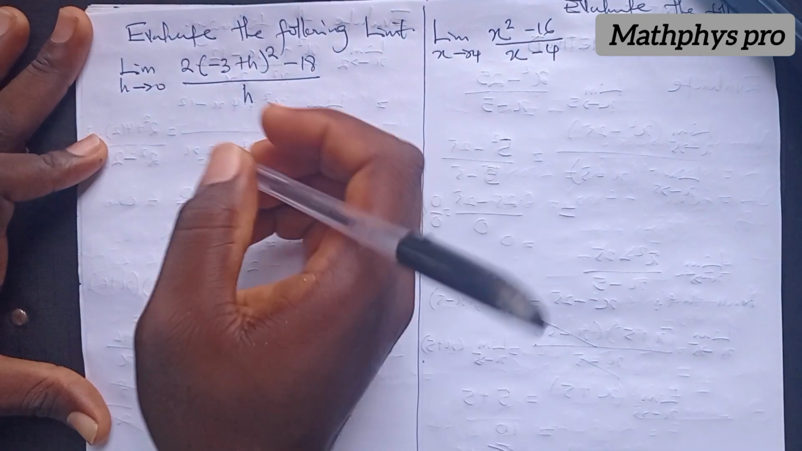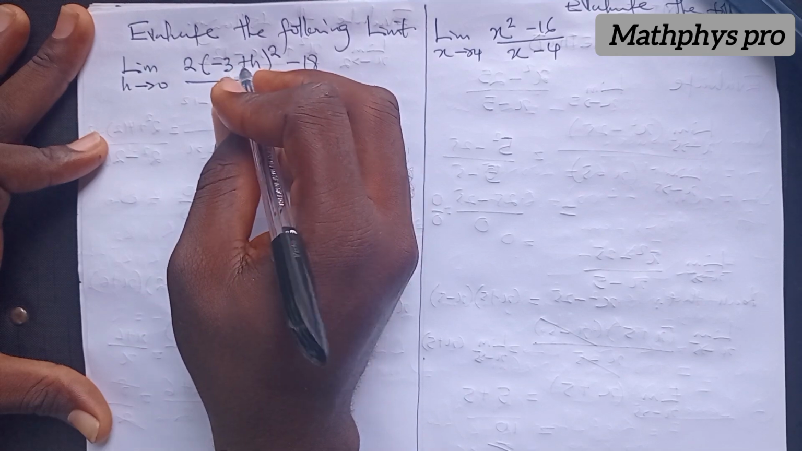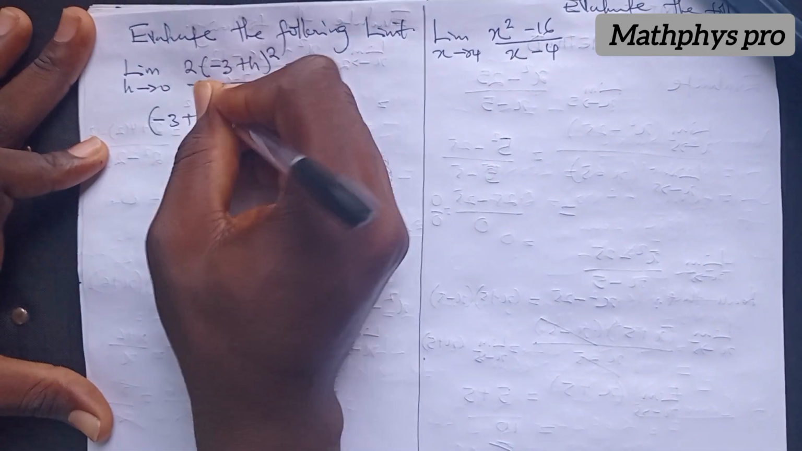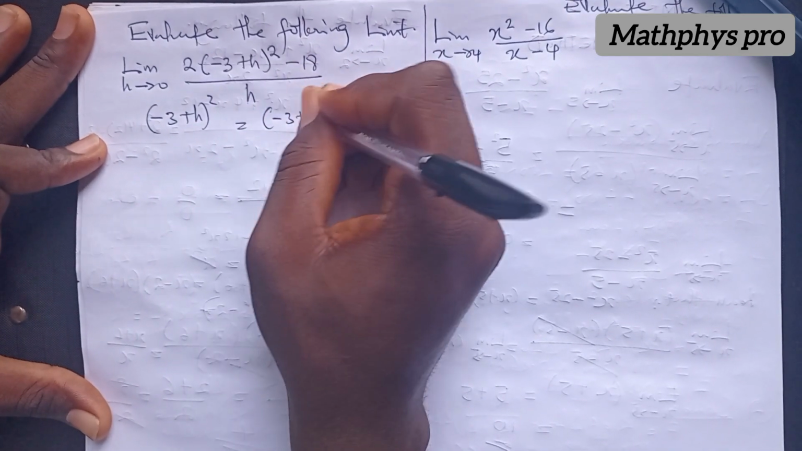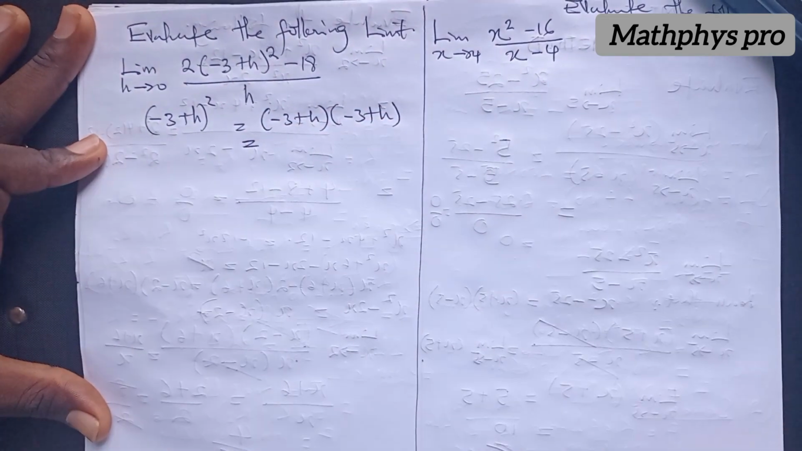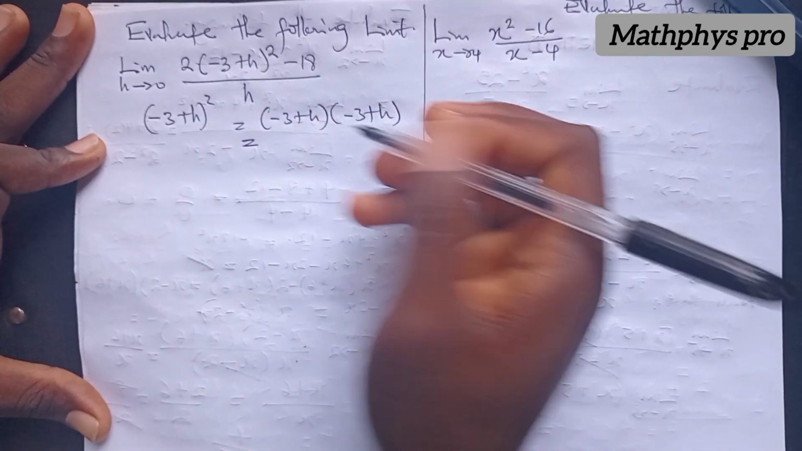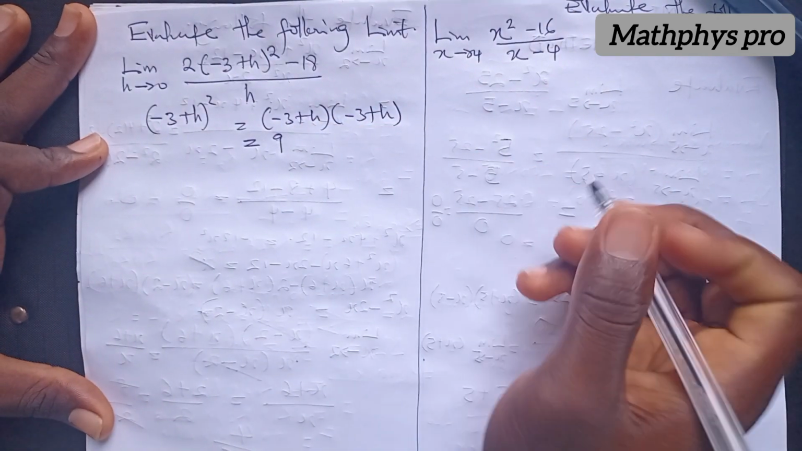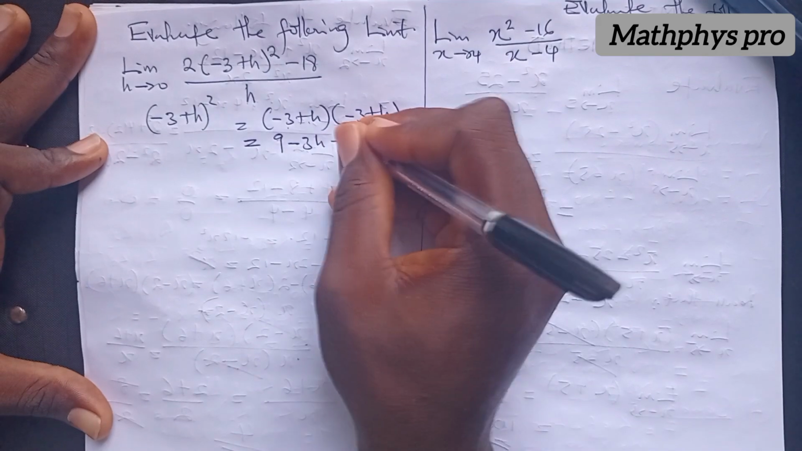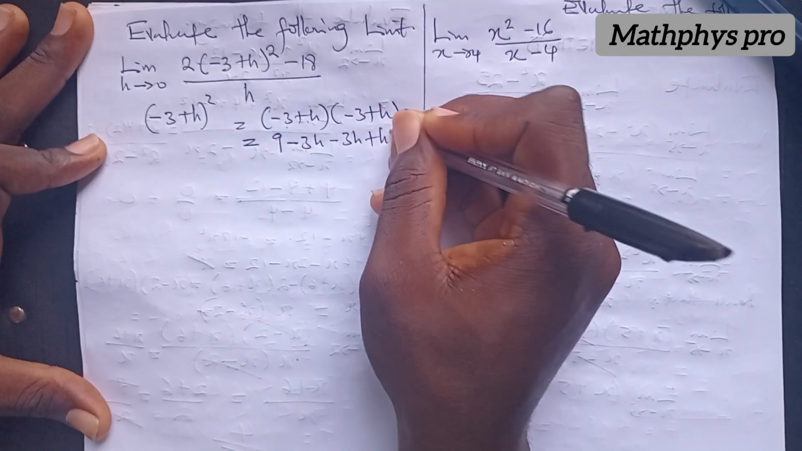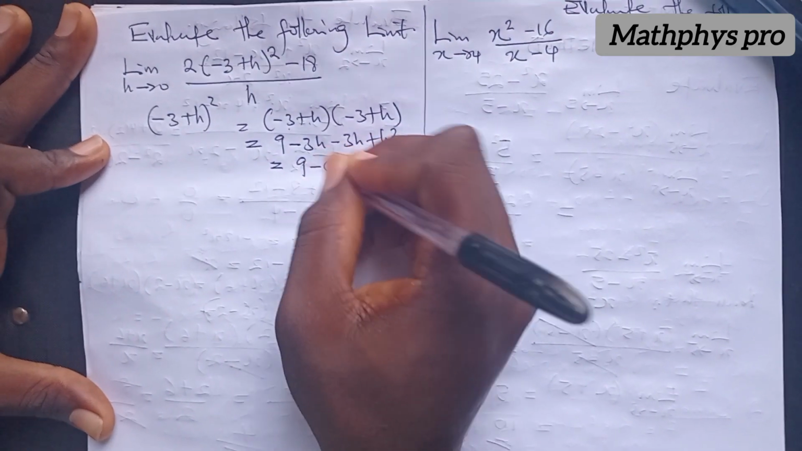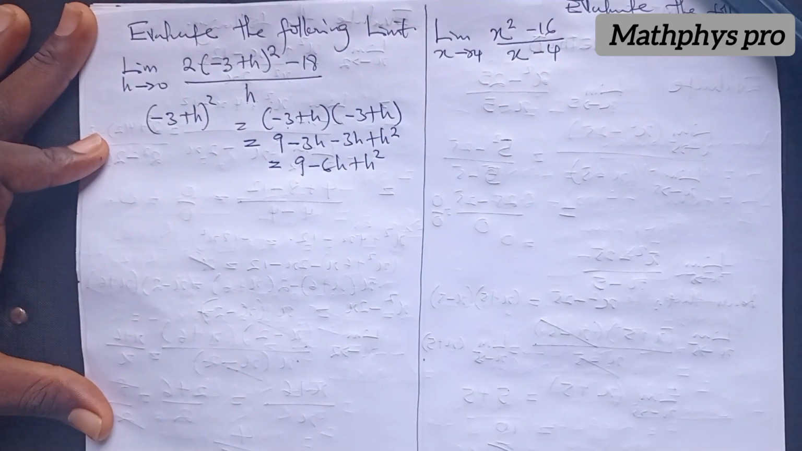So using factorization method, we have to factorize this. So we bring out minus 3 plus h square. This is equal to minus 3 plus h times minus 3 plus h. So this is equal to 3 times minus 3 gives you what? 9, plus 9, gives you minus 3h minus 3h plus h square. So this is equal to 9 minus 6h plus h square.